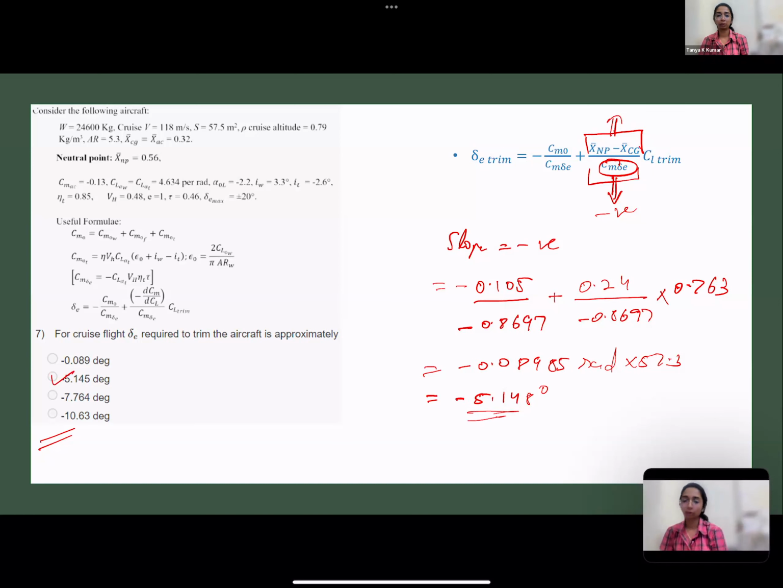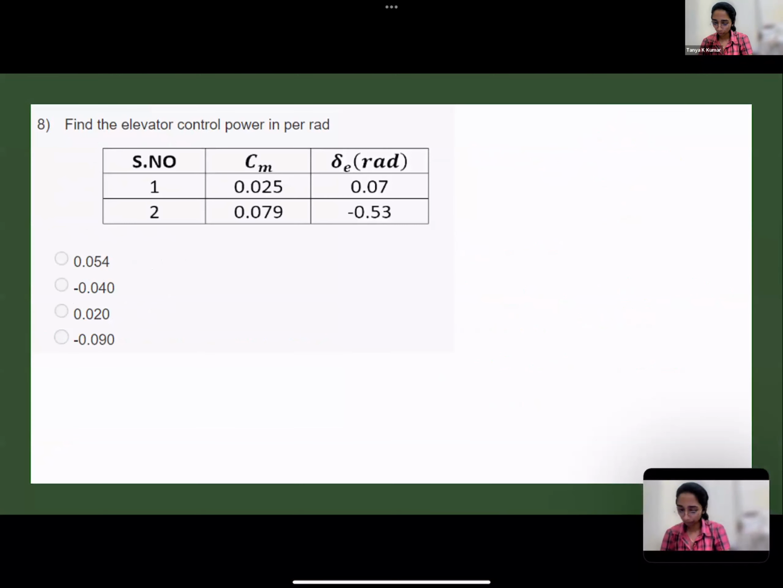Yes. So be very careful about the units asked in the questions and the units that you're using for calculation. Your Cm delta E we had found in per radians, which is why your delta E came out in radians. Which is why we had to convert it to degrees. Okay. Next question. Find the elevator control power in per radians.